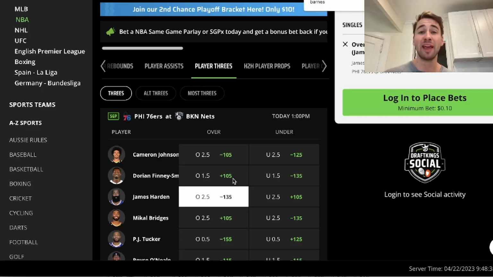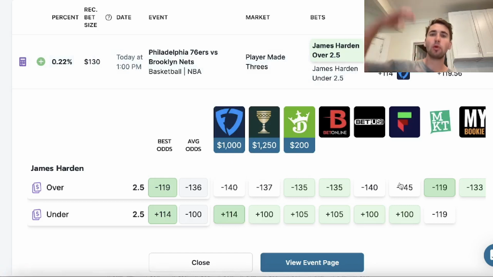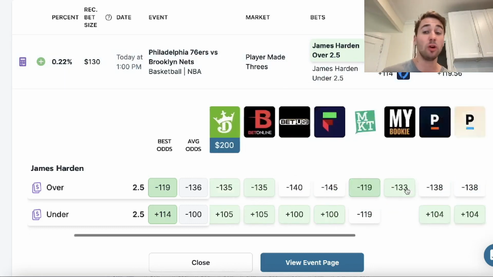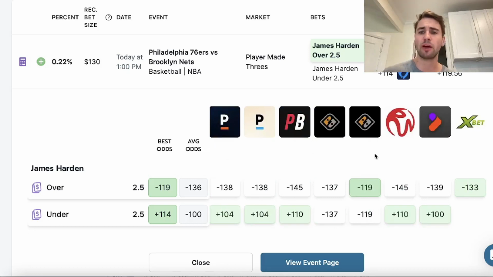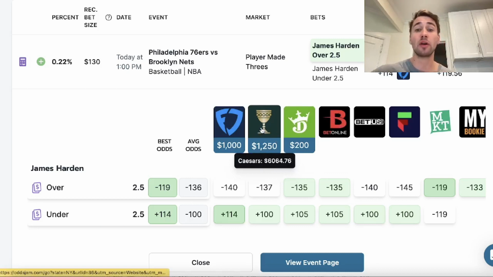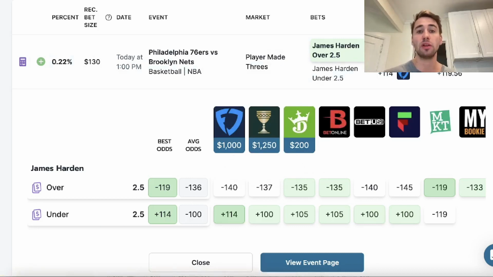DraftKings, which you can see right here, they have James Harden favored to go over 2.5 threes. All of the sportsbooks are telling you, hey, Harden's a lot more likely to go over 2.5 threes as opposed to under, right? All of the sportsbooks have his over as the heavily favored outcome. So this is a great play to include in your PrizePicks entry, right? All of the sportsbooks, we have numerous data points, right? Pinnacle, the sharpest bookmaker in the world, Resorts World, TonyBet, literally every single sportsbook, BetOnline, DraftKings, they all have Harden's over heavily favored, so that's a great play to include in your PrizePicks entry.